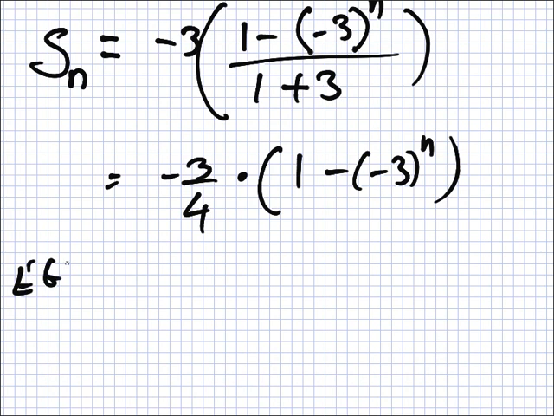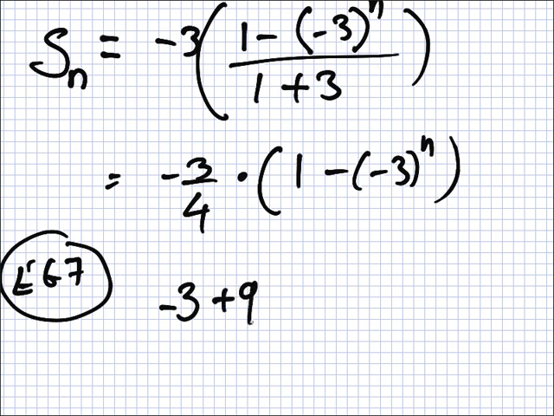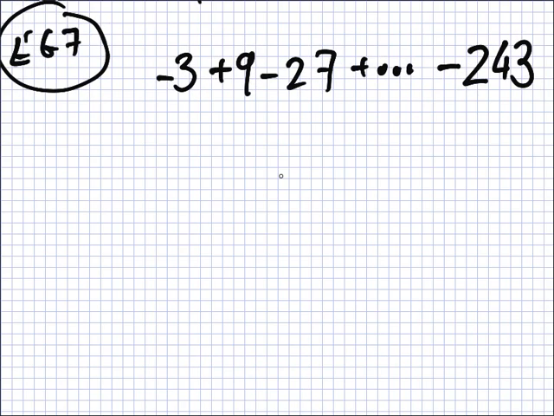Next, example 7. I want you to calculate this: minus 9 plus 3 minus 27 plus dot dot dot minus 243. So what do you need to do first? Find what first? The n. Yeah. Should look familiar. In fact, would you say it's very familiar? Too familiar, perhaps. And 5.